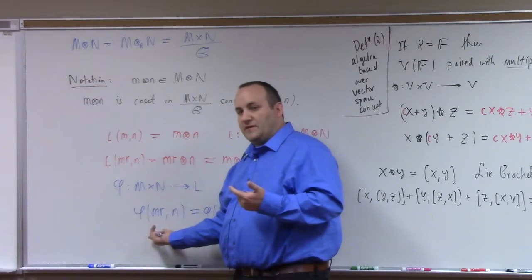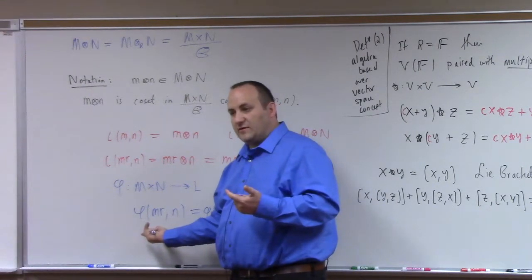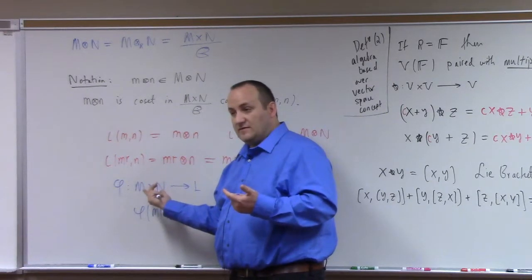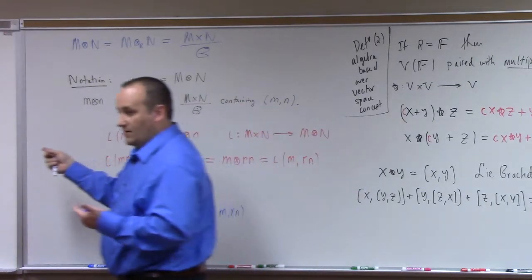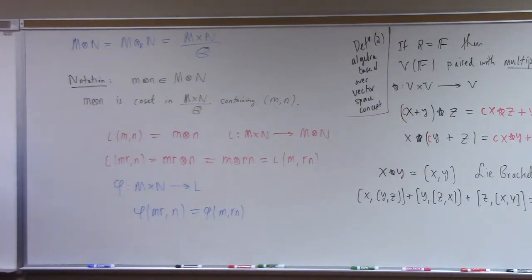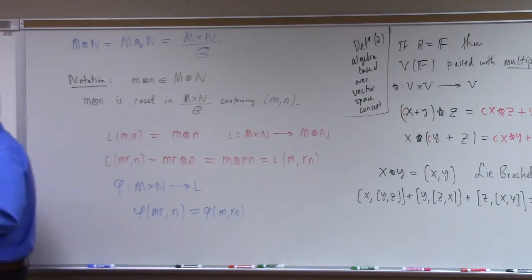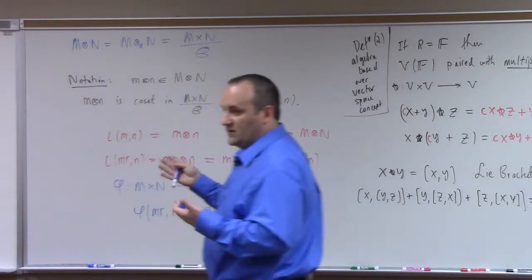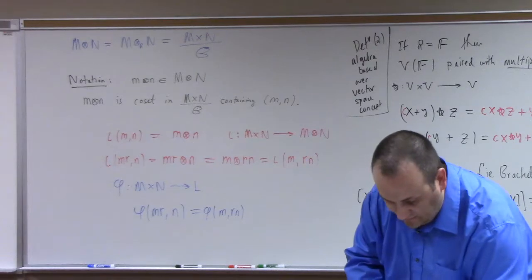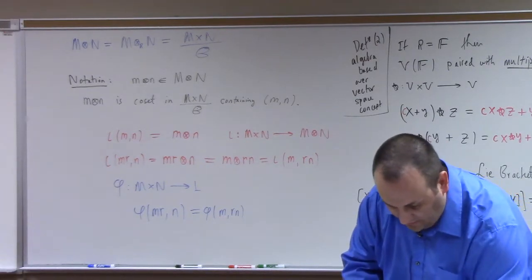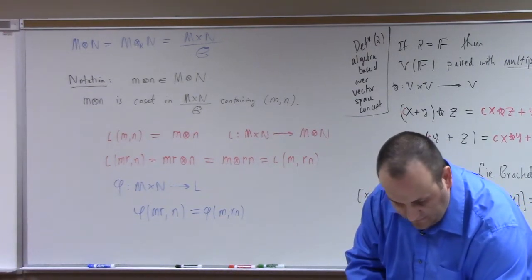If you were to try to prove things were directly R module homomorphic from the tensor product to another module, then you'd have to worry about all of this. Because the thing is, the tensor product of M and N is ambiguous. So I'm eager to give you a couple of examples.